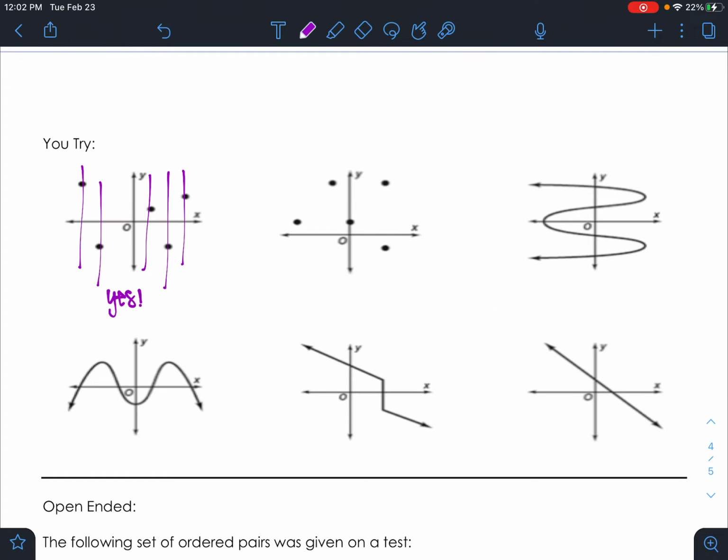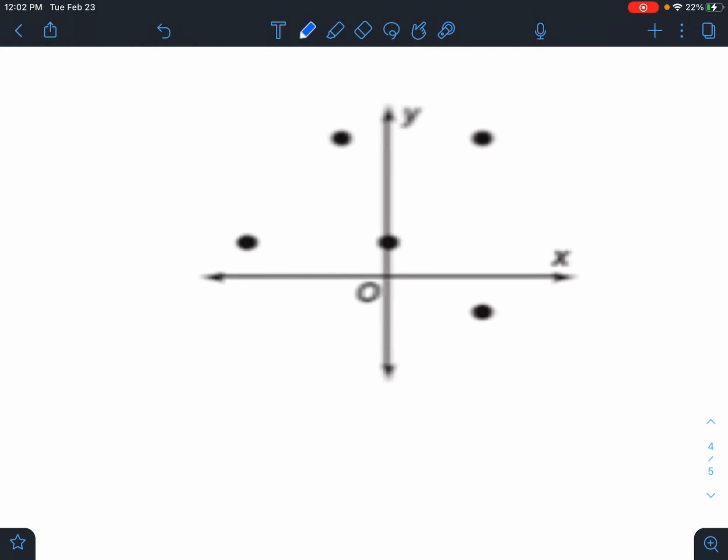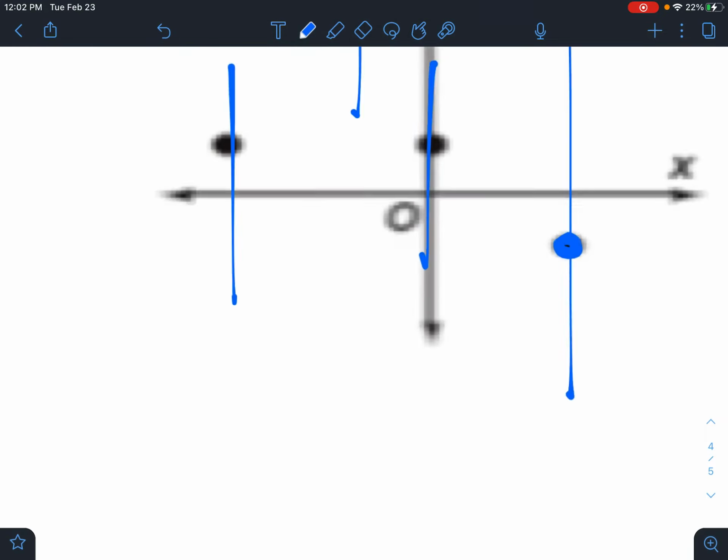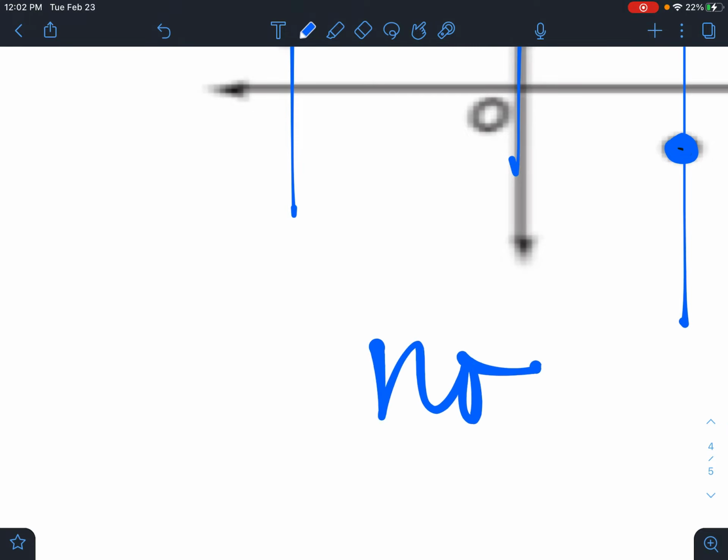Okay? Compare that to this one. So that might be true about this point, and this point. But if I put a vertical line through these 2 points right here, do you see how it's hitting at 1 and 2 points? All right, that can't work. So the answer to that is no.